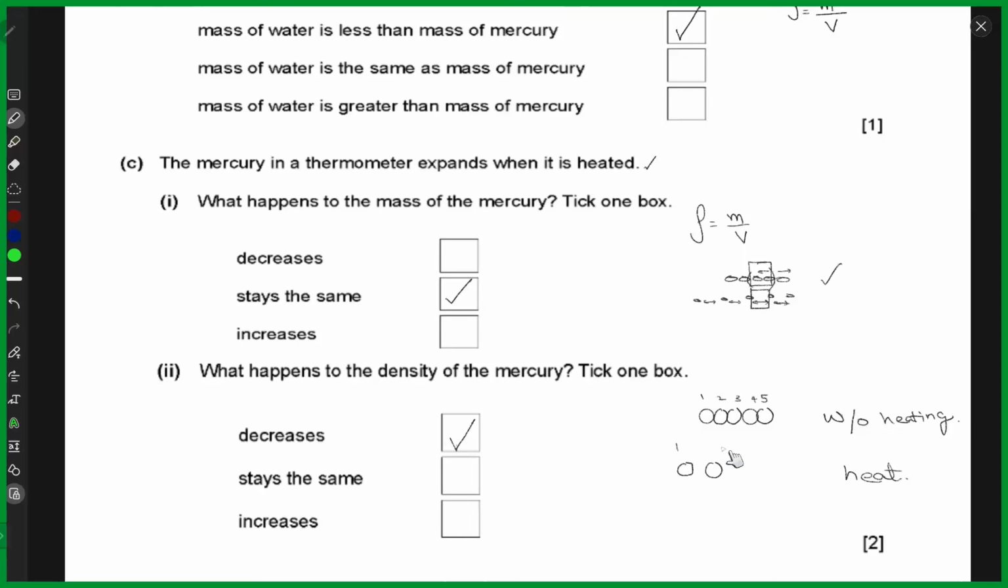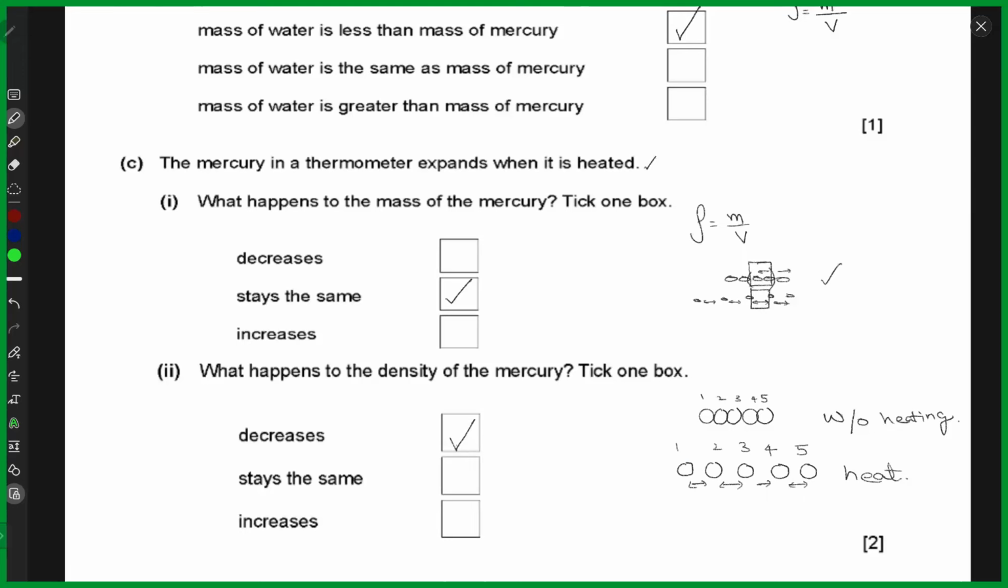So this is 1, this is the same 2, this is 3, 4, and 5. So these are the same molecules, right? The same as this one. But at this point, because of the heat, they have moved further apart from each other. So now let's do this thing.